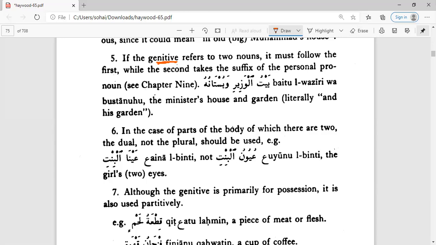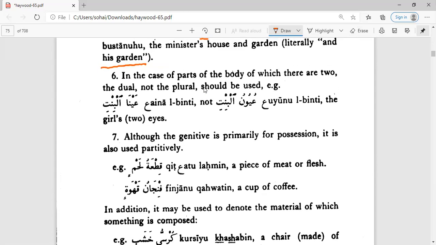So basically what he's saying here is, if you want to say the house of the man and his garden, in English we don't say the house of the minister and the garden of the minister. We would normally say the house of the minister and his garden, right? So house of the minister is Baytul Waziri, and when you say and his garden, we just say wa bustanuhu. Hu means he, his. So it's an attached pronoun, what I explained at the start of the chapter. So it means the house of the minister and his garden. Bustan is mudaf, and hu is mudaf ilayhi, meaning his garden. Does that make sense? Yeah.